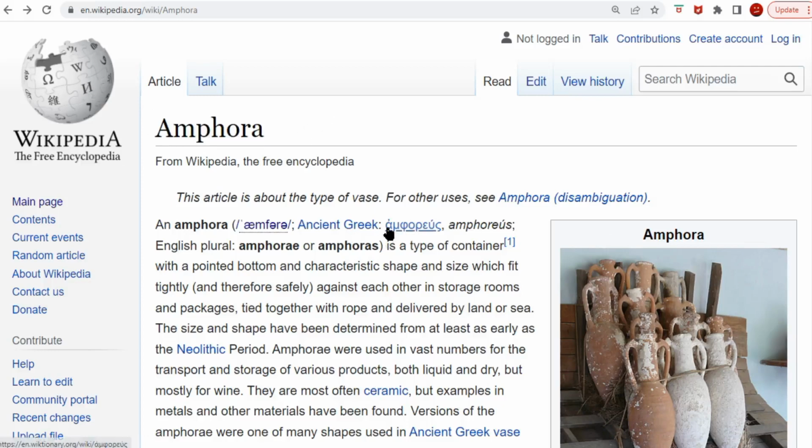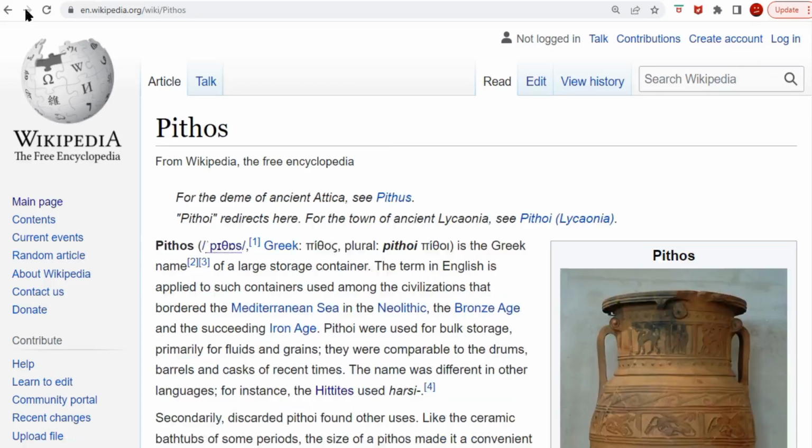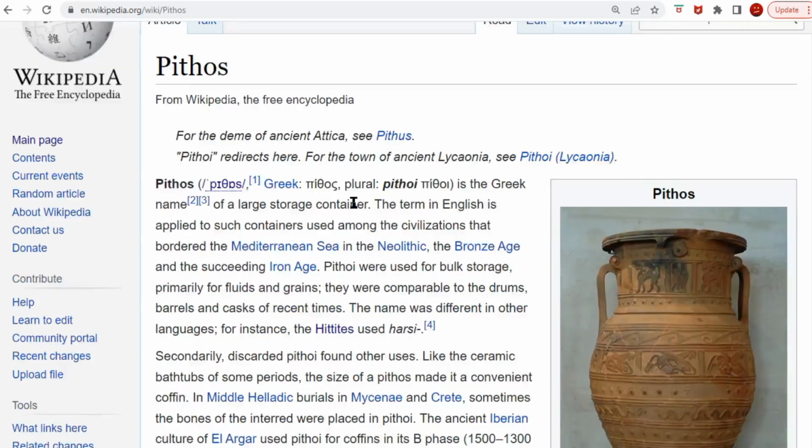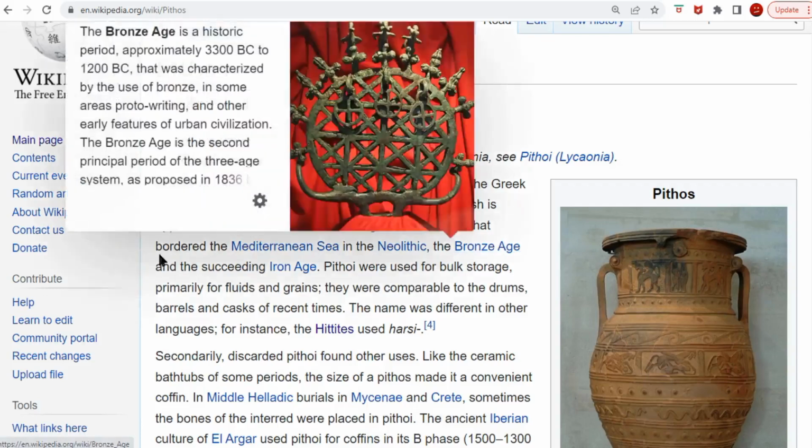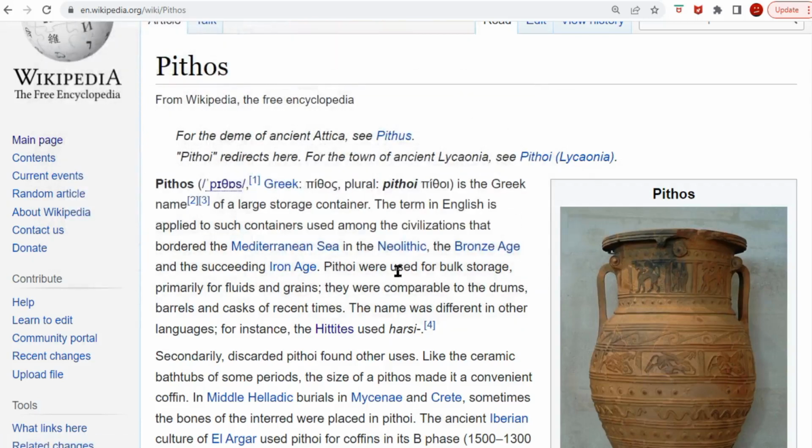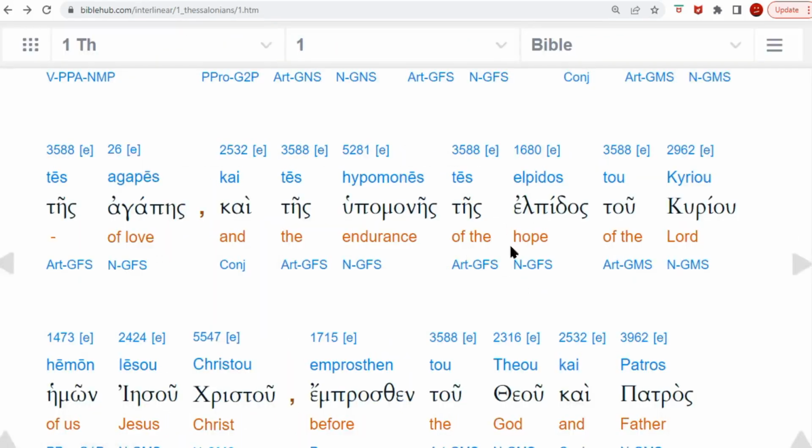You can see how the mark above it reads different. I also talked about these pithos, and as many times I did, I never ran into this. They always have this spelling for the pithos, pithos. And in English, this term is used to containers, to such containers used among the civilizations that border the Mediterranean Sea. And I really didn't even go looking for this, trying to prove my case.